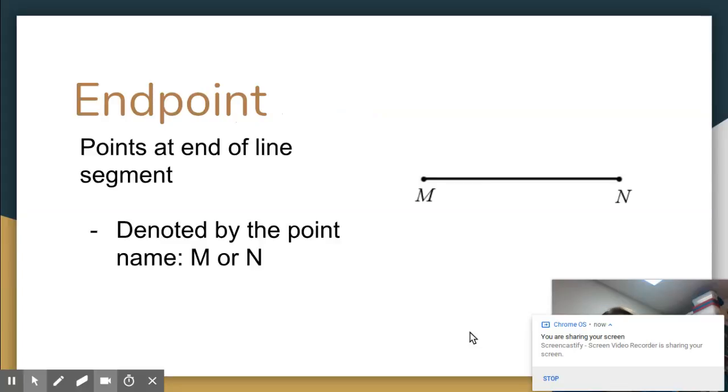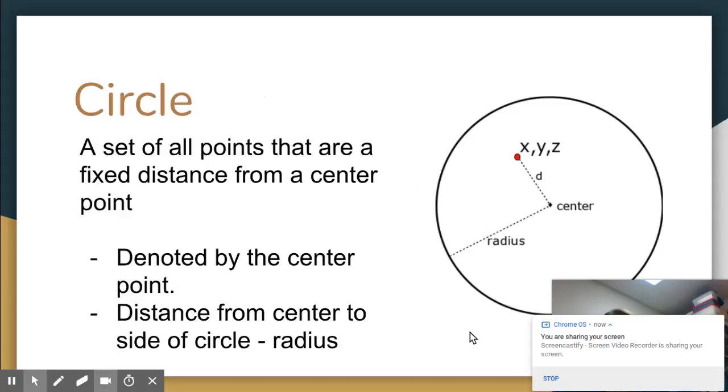An endpoint is the actual location of the ends of that line. So M, Temple High School, would be the endpoint of that one side of the line, and N is the other side. We would only denote the one spot depending on which side we're talking about.